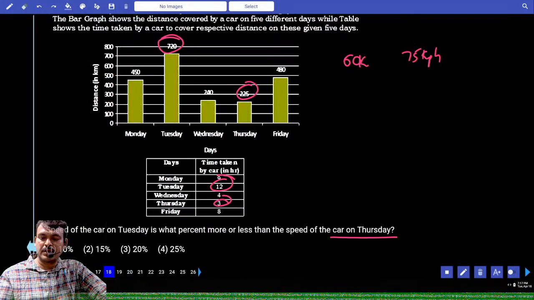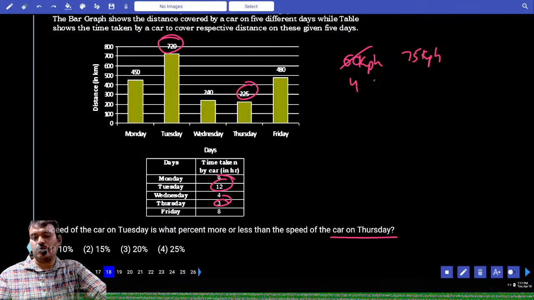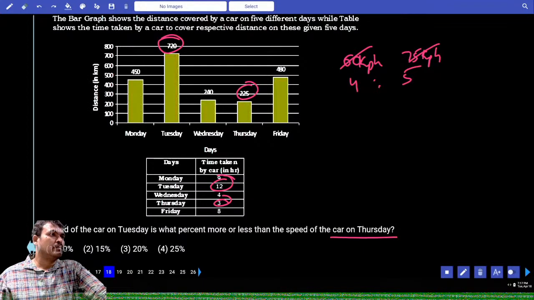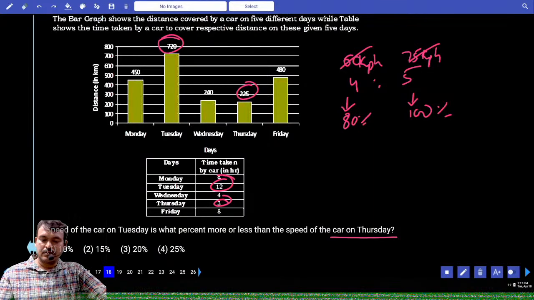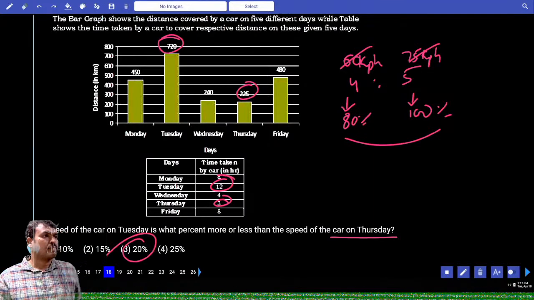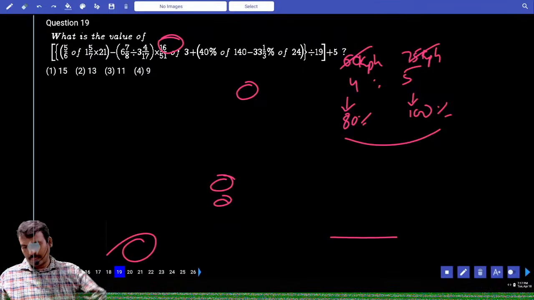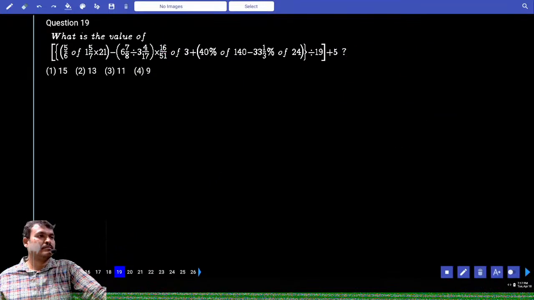One is 60 kilometers per hour, another is 75 kilometers per hour. What is the ratio? 4:5. If 5 parts are 100%, 4 parts are 80%, so how much percent less? 20% less. Next, 19th. Can I skip the question?